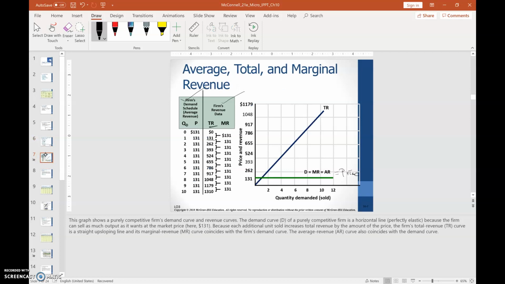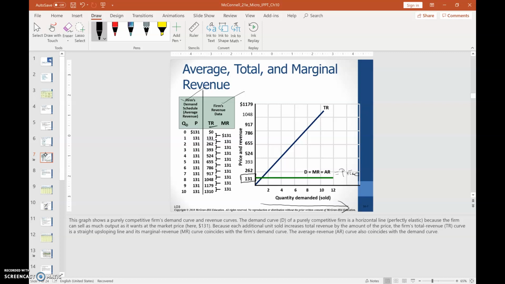On this slide we have the total revenue and the marginal revenue given to us. I have the farm's demand schedule and the farm's total revenue and the marginal revenue data. Look at how the quantities are changing. On the horizontal axis, I have quantities. A farm can produce and sell as many quantities as it wants to, but the price will always be the same.